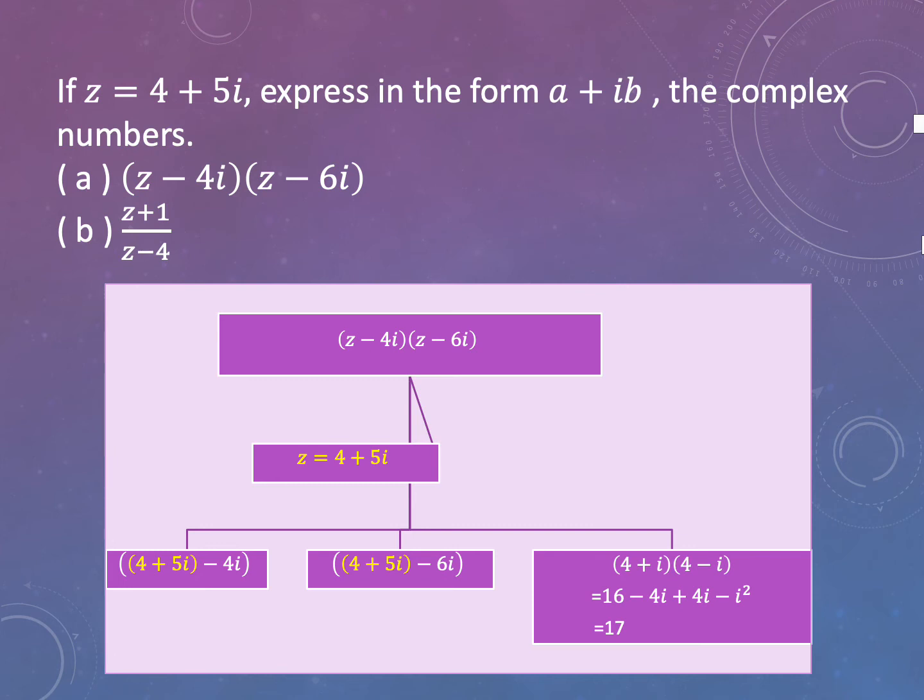The next working step, we continue with the multiplication of the two new complex numbers. That is 4 plus i multiplied with 4 minus i. So finally we have 16 minus 4i plus 4i minus i squared. i squared means square root of negative 1 in brackets squared. So we have negative 1. So 16 minus bracket negative 1, we have 17.